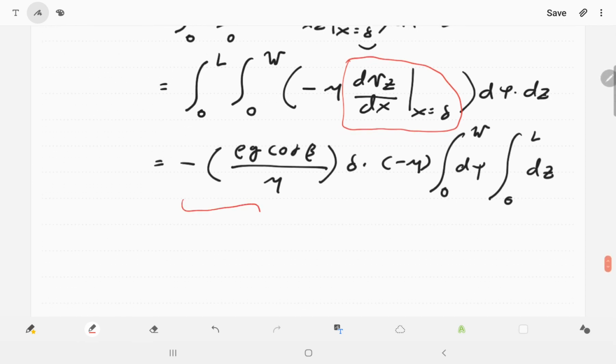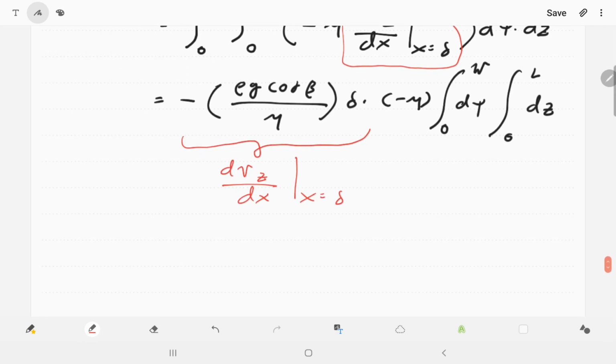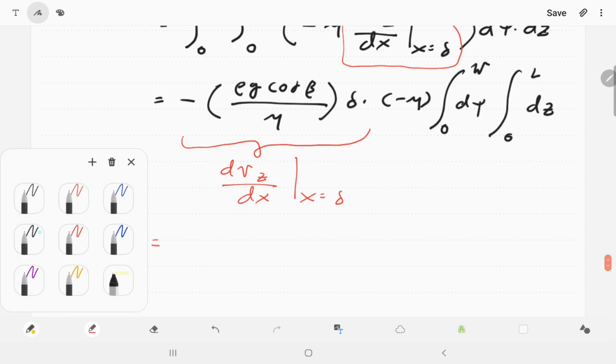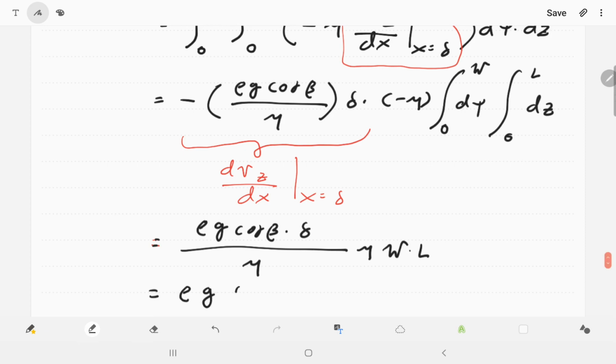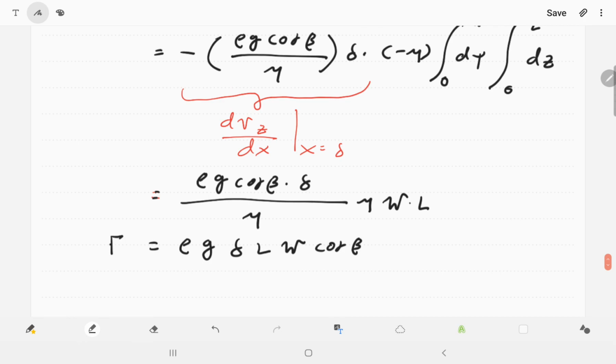Okay, so this particular thing in here is basically dvz per dx at x equal to the film thickness, on the bottom of your fluid. Okay, so this particular quantity will be equal to rho g cos beta multiplied by the film thickness over mu, times WL. Okay, and so you will get rho g multiplied by the film thickness, length, width, cos beta. Okay, so this will be your Fz.